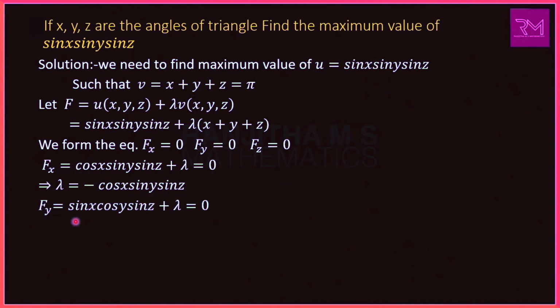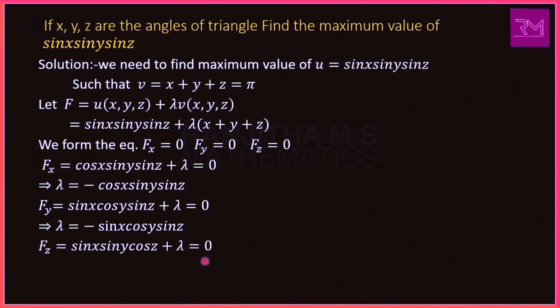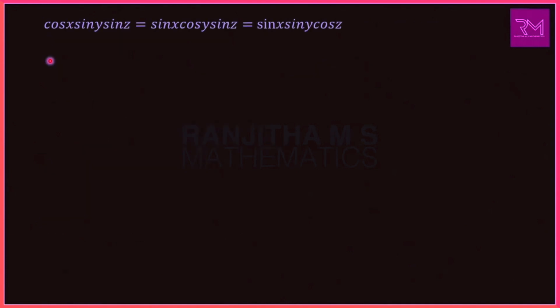In a similar way, fy: here sin x and sin z are constant, hence we get sin x into cos y into sin z plus lambda into differentiation of y, which is 1, equal to 0. Hence we get lambda as minus sin x cos y sin z. Similarly, fz: here sin x and sin y are constant, into differentiation of sin z, which is cos z, plus lambda into differentiation of z, which is 1, equal to 0. Hence we get lambda as minus sin x into sin y into cos z. These three are our values of lambda. Hence we get the equation cos x sin y sin z equal to sin x cos y sin z equal to sin x sin y cos z, where we can cancel all the negative signs.